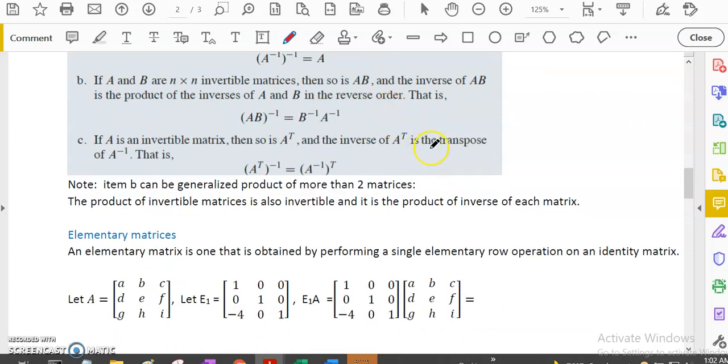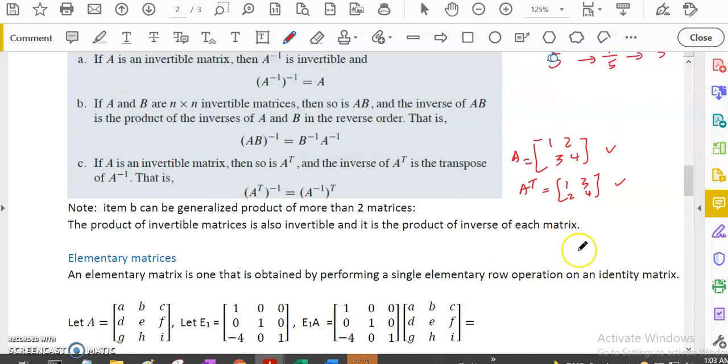C: if A is an invertible matrix, then A transpose must be invertible also. And the inverse of A transpose is the transpose of the A inverse. For example, if I have 1, 2, 3, 4, this is invertible because 4 minus 6 is nonzero. Its transpose, 1, 3, 2, 4, with rows turned into columns, is also invertible. So both are invertible.